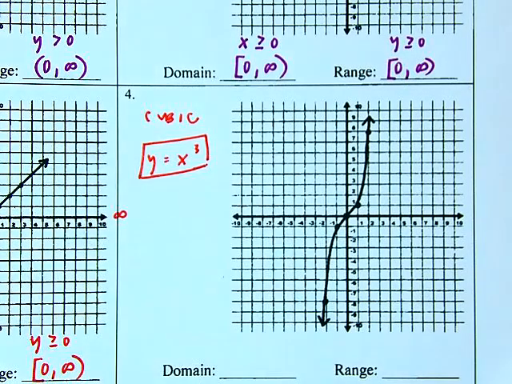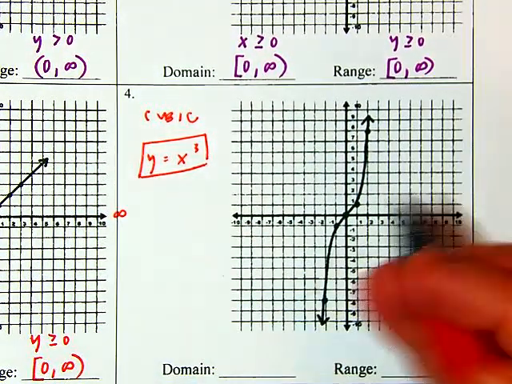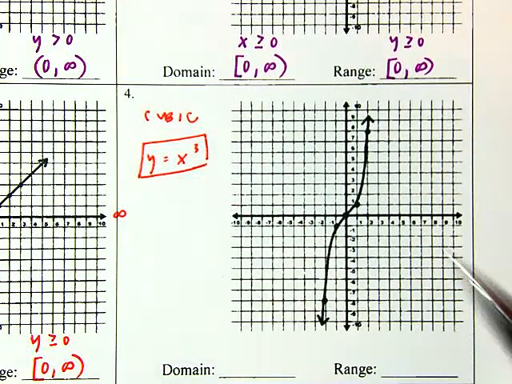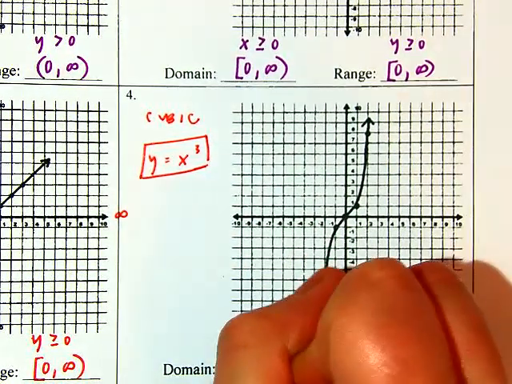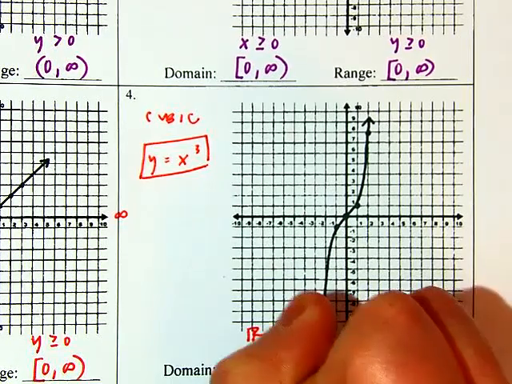Okay, so what can x be? Well, it can be anything. It keeps growing from left to right. I can plug in anything for x right here. So all real numbers, or negative to positive infinity.